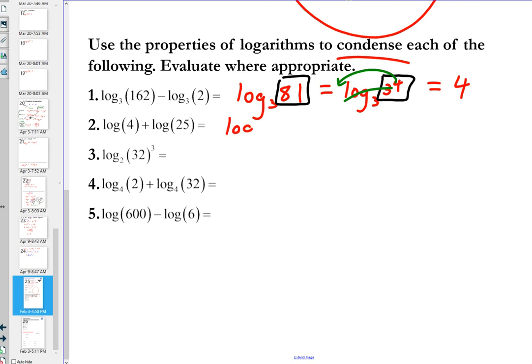Now this log was a common log. It's just log, which is log base 10. So I don't have to write the 10. I can just write log. And 4 times 25 is 100. Do we need to change the base here? No, because your calculator does common logs. Every scientific calculator does common logs. Let's type in log 100. I can do this as common base. It's silly. This is easy.